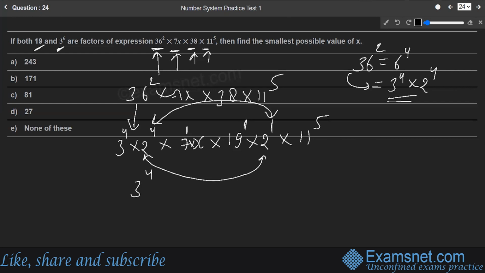So it's going to be 2 to the power 4 into 2 to the power 5, into 7 as it is, into x as it is, into 19 and into 11 to the power 5. This is what we have got.